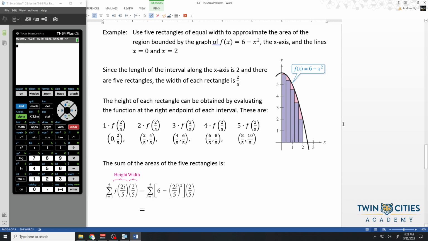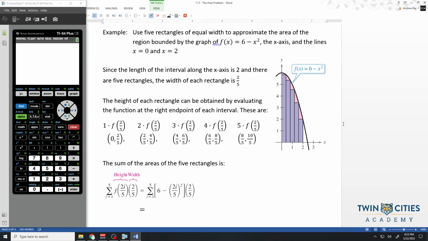Now, I could find it that way, but it will take a little bit of work, and that's just for 5 rectangles. Imagine if I asked you to do 10 rectangles or 20 rectangles or 100 rectangles. You wouldn't want to sit here and find the areas of 100 rectangles and then add them together.